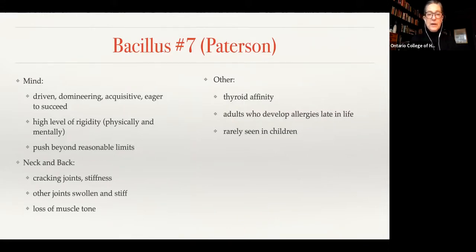The mind picture in bacillus number 7 is somebody who's driven, domineering, acquisitive, eager to succeed, with a high level of rigidity physically and mentally. They often push themselves beyond reasonable limits. There's often a lot of neck and back pathology with cracking joints, stiffness, swollen joints, loss of muscle tone. There's also a strong thyroid affinity with this remedy. This is a great remedy for adults who develop allergies late in life. And it's a bowel nosode that's rarely indicated in children's cases.